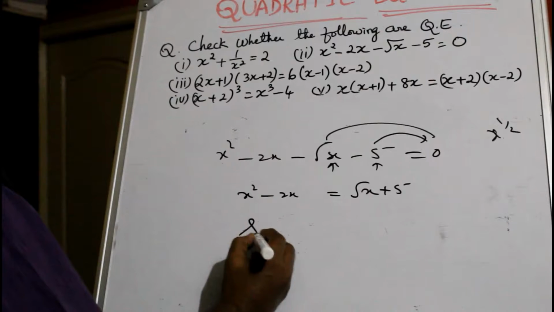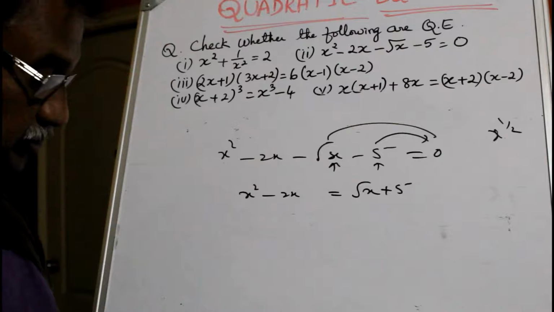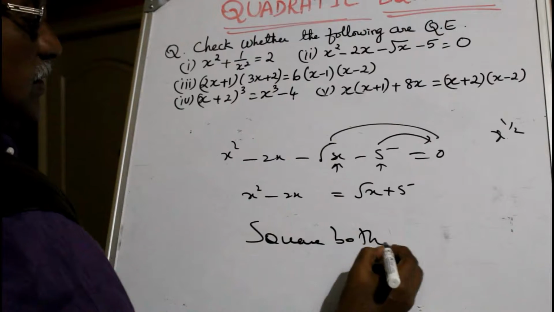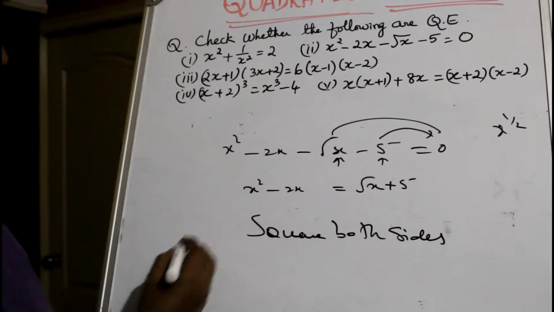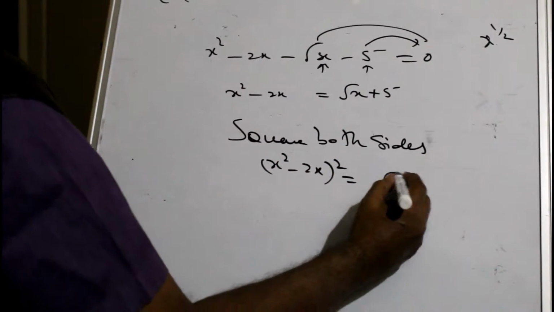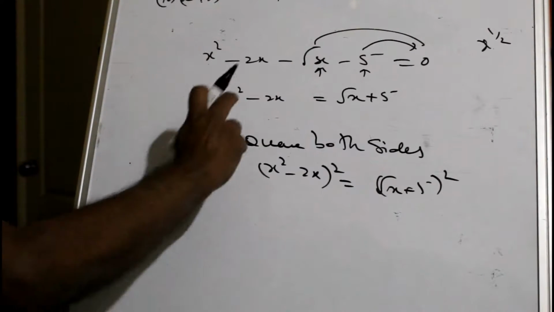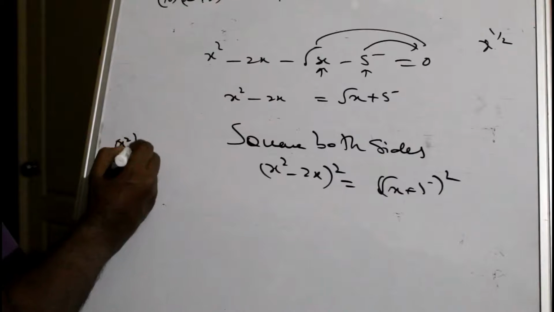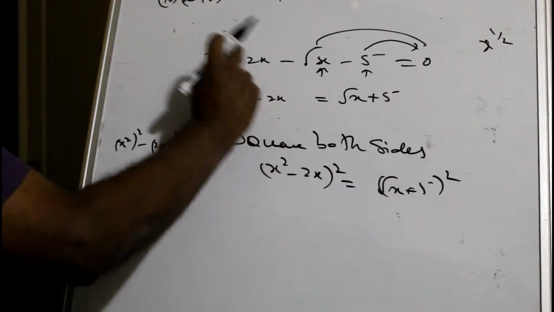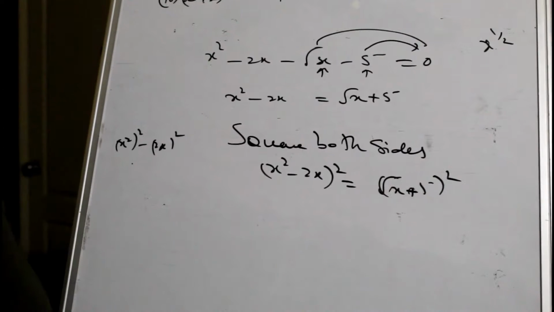Now to remove the root, square both sides. Now look here, x square minus 2x the whole square is equal to root x plus 5 the whole square. When expressions like minus and plus come, don't square separately, it will go wrong. It's actually x square minus 2x complete bracket the whole square equal to root x plus 5 the whole square.